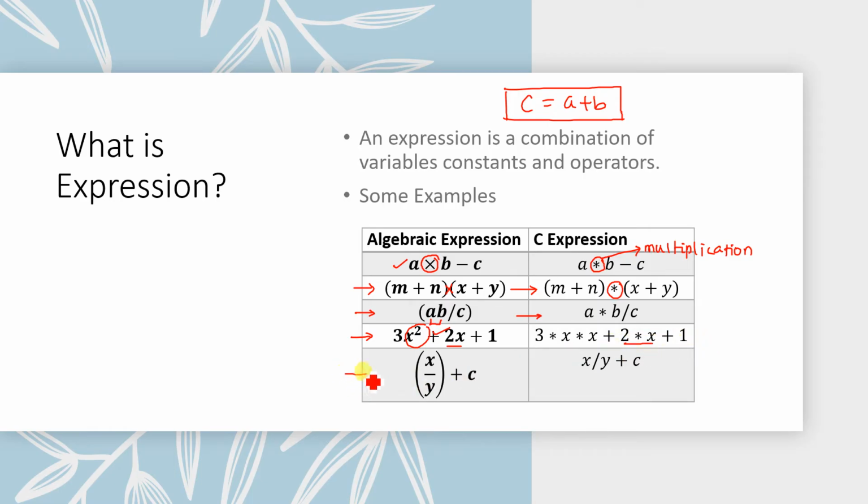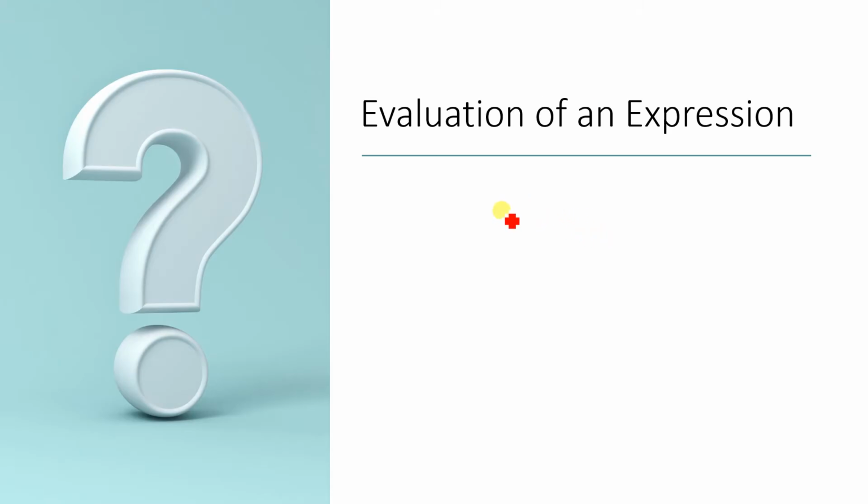Finally, I have taken another expression, that is x divided by y plus c. This division symbol cannot be written in this way in the C programming language. That's why the division symbol used in C is the forward slash. So you need to use the forward slash, something like x divided by y plus c. This is the way you are going to write all the algebraic expressions in C. Well, continuing the discussion, let us understand how to evaluate an expression.